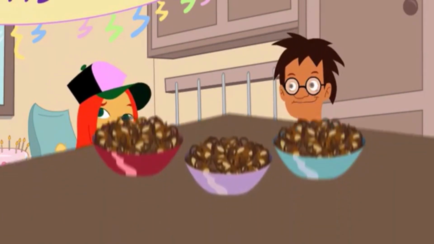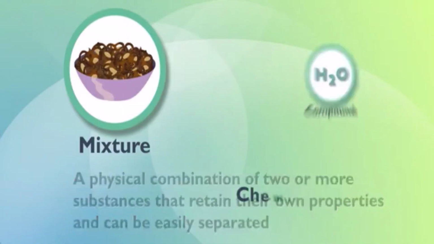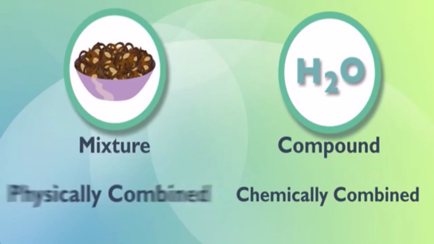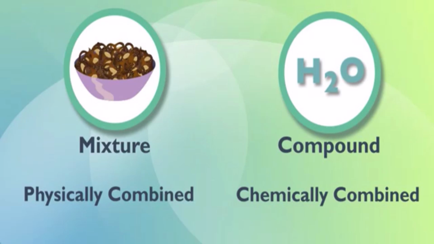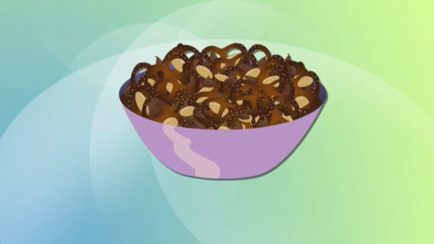I'm sure. Mixtures are physical combinations of two or more substances that retain their properties when you mix them together. Unlike a compound, which is chemically combined, a mixture is a physical combination. That means it can be easily separated. Yeah, I can see the different parts mixed together here. It does look easy to separate.